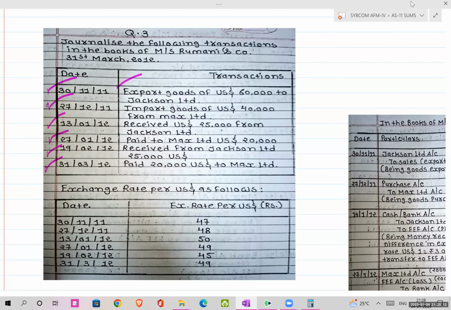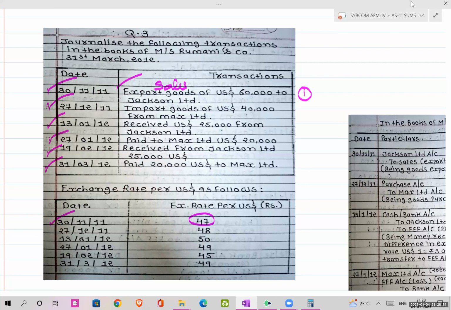Export goods of 60,000 US dollars to Jackson Limited. So ये तो sales हुआ है, ठीक है. और 30th 11 को exchange rate कितना है? 47. Okay, don't forget that. Next, 27th. Yeah, so this will be my first transaction.